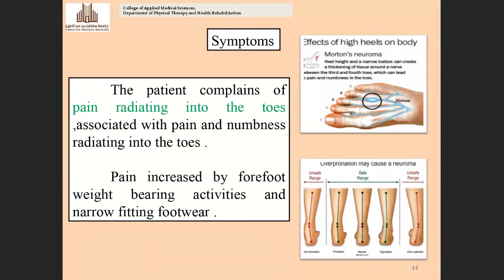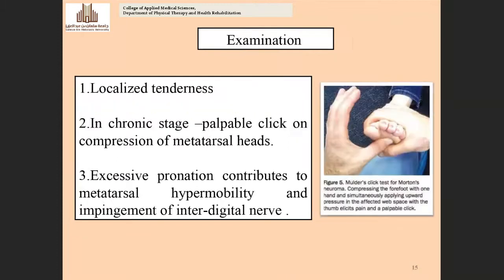So what are the symptoms? The patient complains of pain radiating into the toes, to the other parts of the toes, associated with numbness. The pain will be increased by forefoot weight-bearing activities and narrow-fitting footwear. Those who are wearing narrow shoes or narrow chappals may develop the problem.